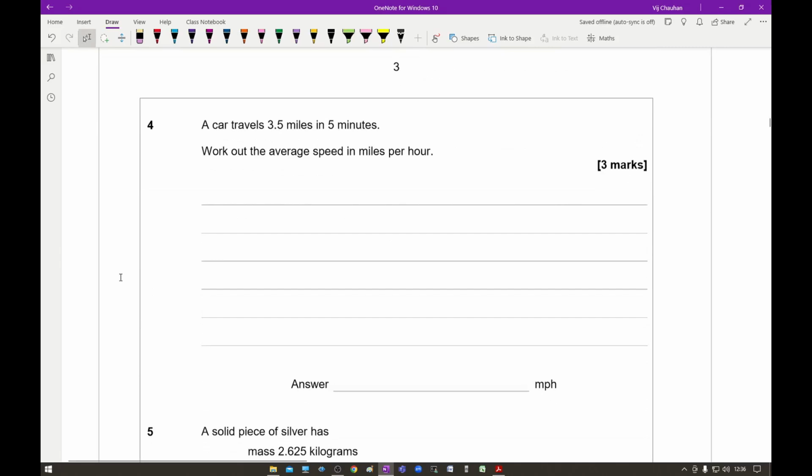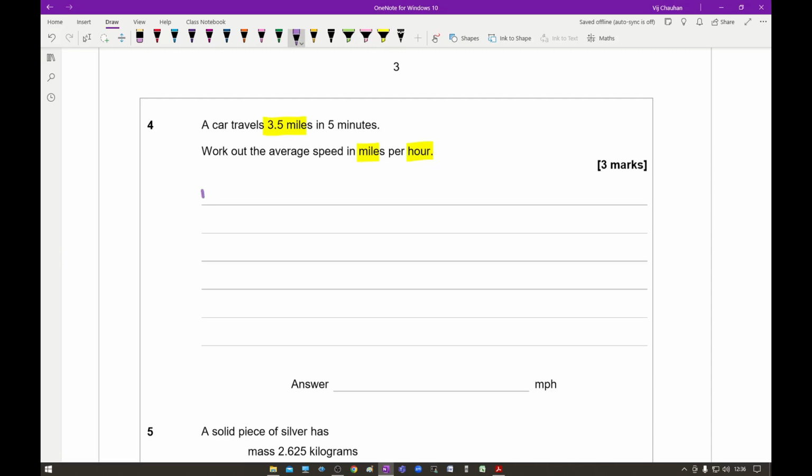Moving on to question 4, it says a car travels 3.5 miles in 5 minutes. Work out the average speed in miles per hour. Now when working with speed, it's always really important that you check the units. So here we want our distance in miles, which it is, and we want our time in hours, which in this case we've got 5 minutes.